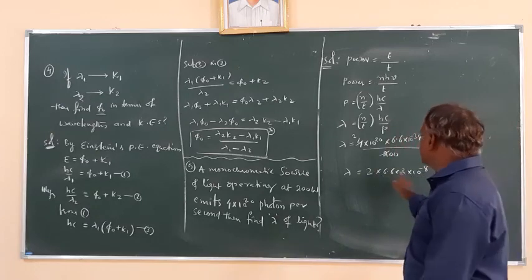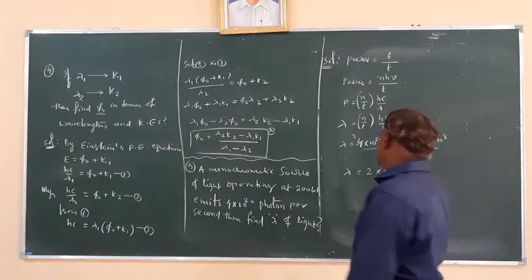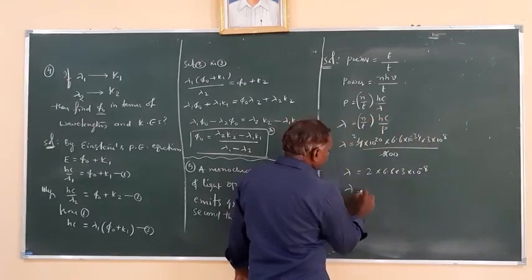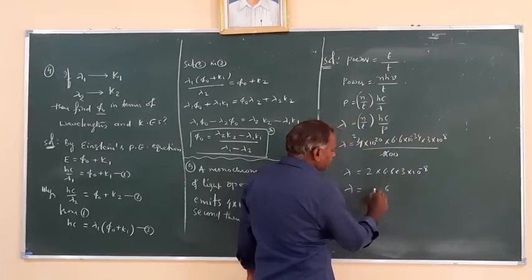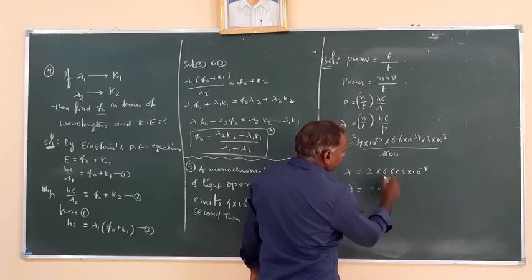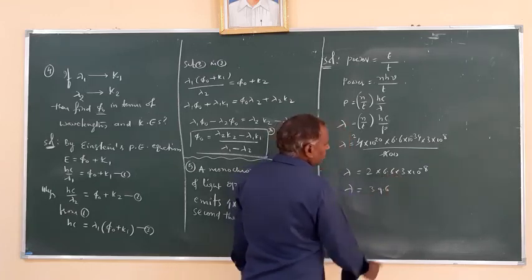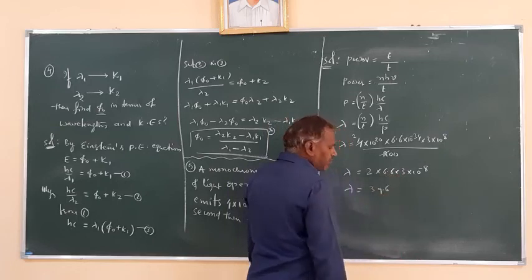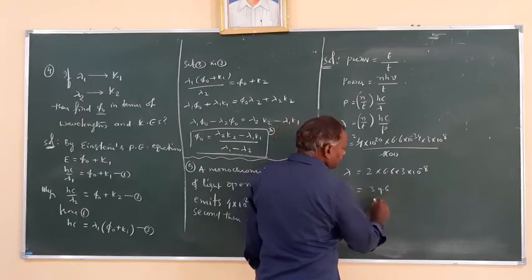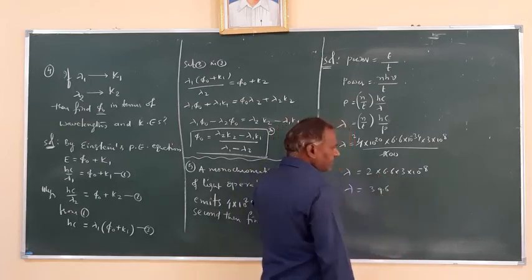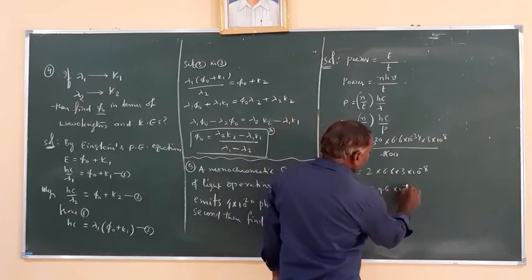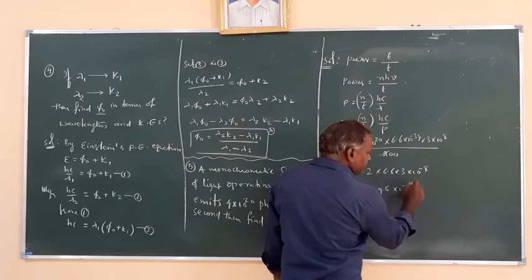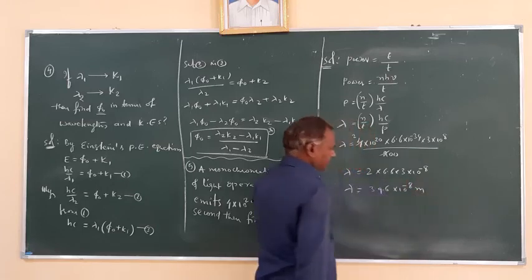Now 2 into 3 is 6, and 6 into 6.6. So lambda is equal to 6 into 6 is 36, plus 3 is 39. So with one decimal point you can write 39.6. And this is into 10 power minus 8 meters.